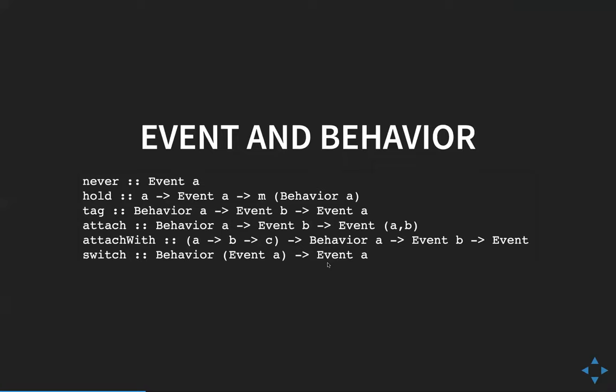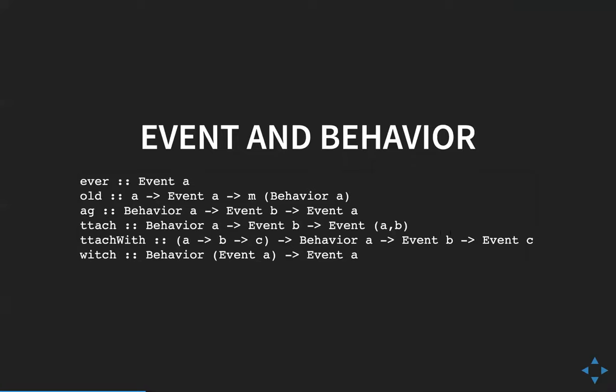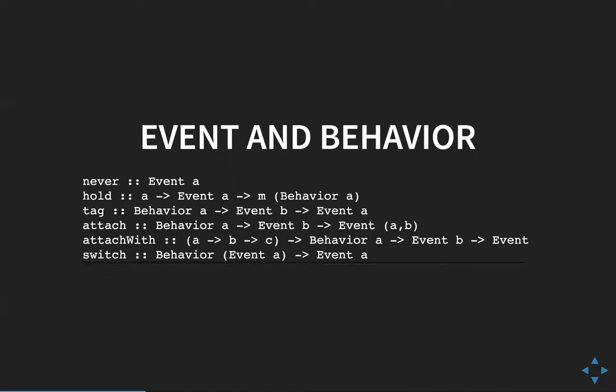And it looks like it's scrolled off my slide here. Attach with gives you back an event C, which is the result of applying this function A to B to C. And then switch is a little bit harder to wrap your mind around. You have a behavior, which, what's a behavior? It has a value at any point in time. And so that means at any point in time, you can grab some stream of events. And switch will just give you the stream of events that's currently, quote unquote, active in the behavior, is the way I think about it.